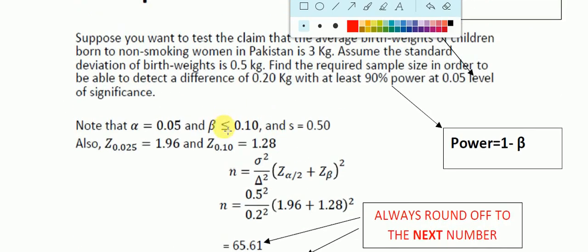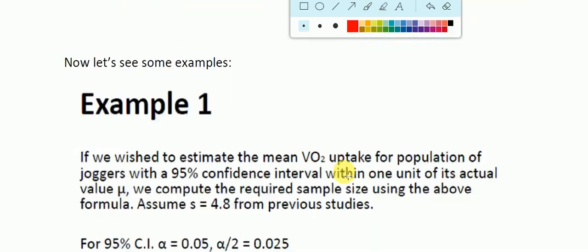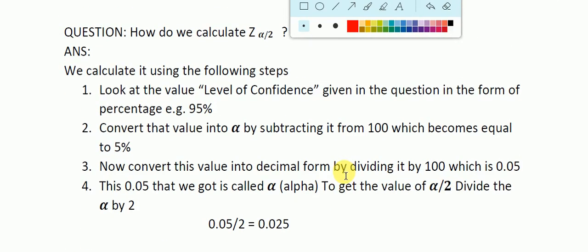Why? Because we had 0.05 level of significance. If you recall, a 95% confidence interval is equal to 5% level of significance, because level of significance is found by subtracting the level of confidence from 100, and 5% level of significance is 0.05. So it's the same thing, and that's why we have 1.96 as our answer. If you remember these steps for how to calculate Z alpha by 2, you can calculate it in all circumstances whatsoever, inshallah.